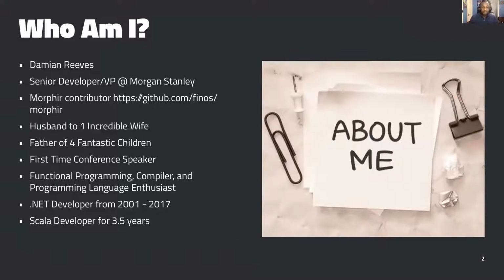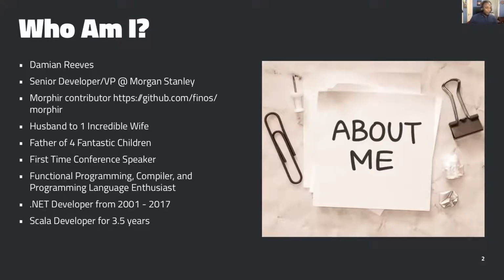I'm a senior software developer and vice president at Morgan Stanley, and I'm also a contributor to an open source project that's been open sourced by Morgan Stanley under the umbrella of the Financial Services Open Source Initiative, known as FINOS. It's a project named Morphir that's all about functional domain modeling.